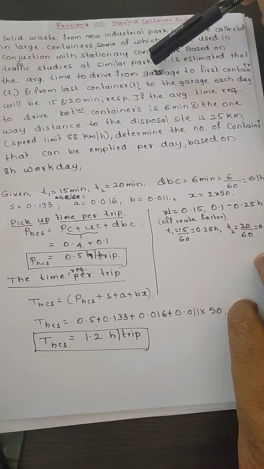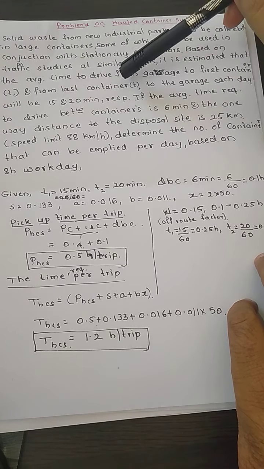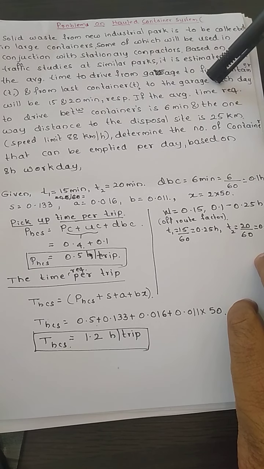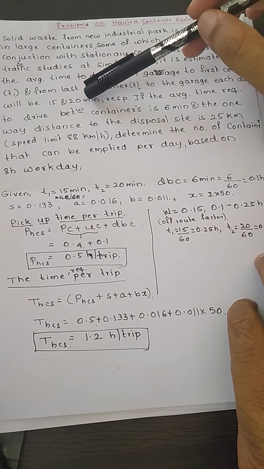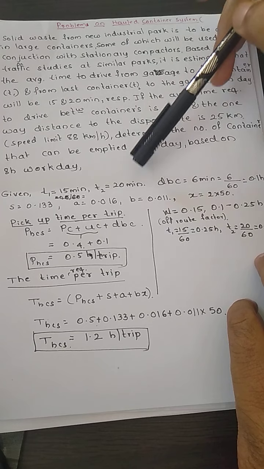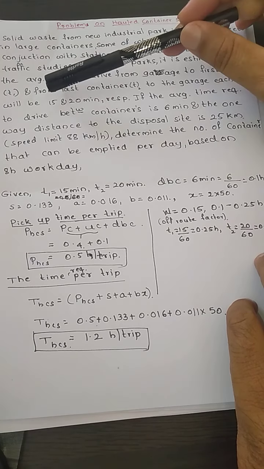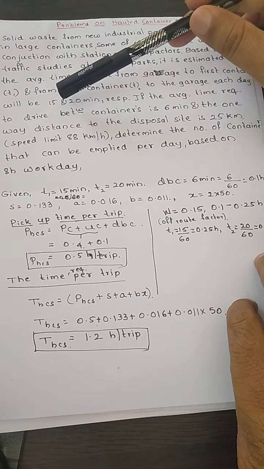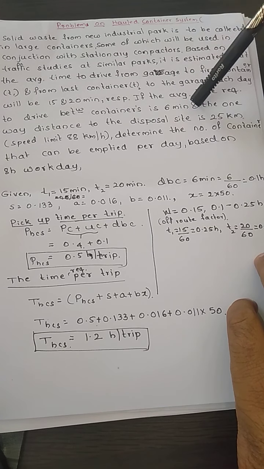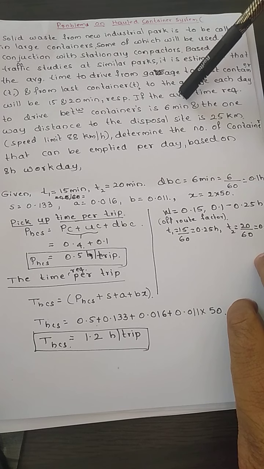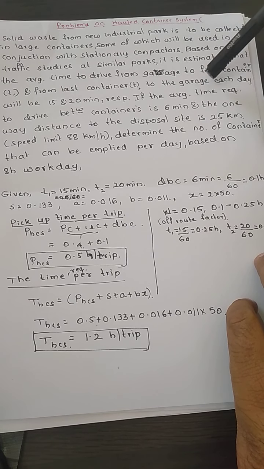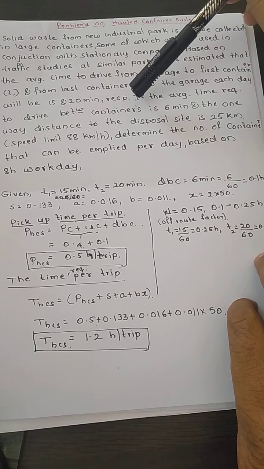So T1 is nothing but the time required for a vehicle to travel from the garage to the first container. And T2 is the time from the last container to again reach the garage, as I have shown in the figure. T1 and T2 are 15 minutes and 20 minutes respectively. Now the average time required to drive between the containers is 6 minutes. What is this 6 minutes? It is nothing but the average time required to drive between two containers.